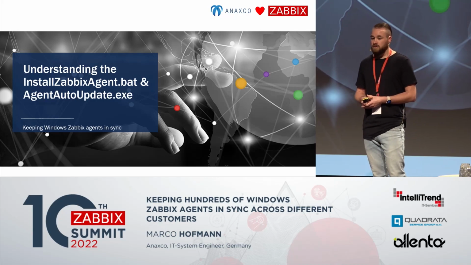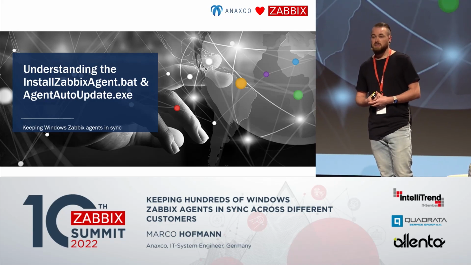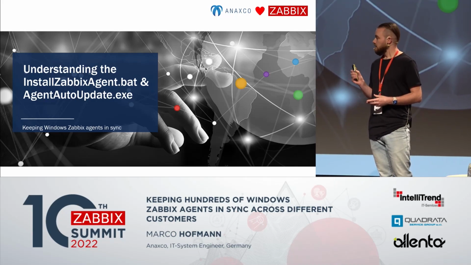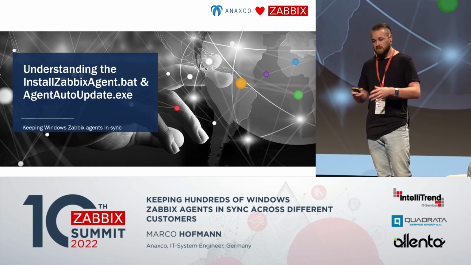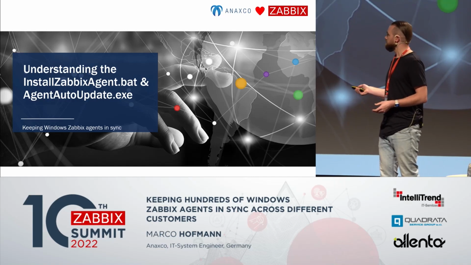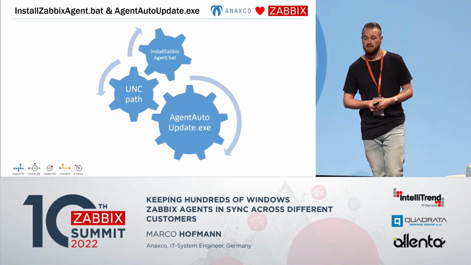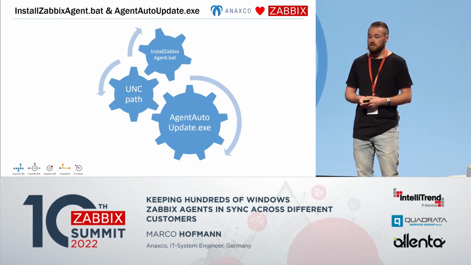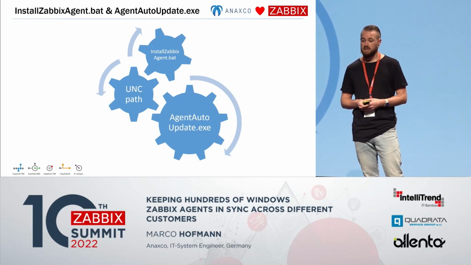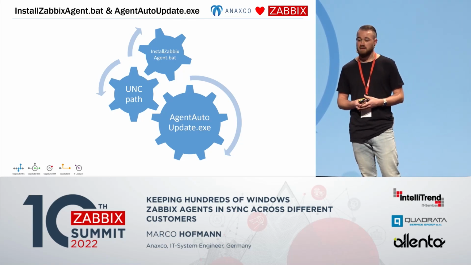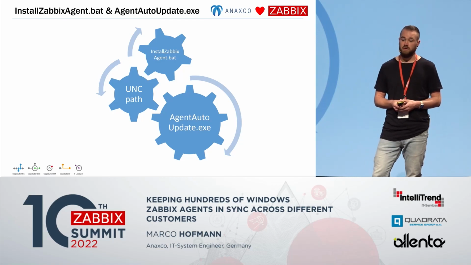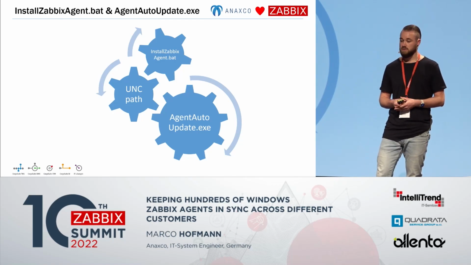So we already have used the install Zabbix agent.bat, and the agent auto-update exe will now be more important. So I will explain both of the tools from Bernhard Linz now. First, there is the install Zabbix agent.bat, which is a command line script written by him in 2013 that will dynamically create a Windows Zabbix agent configuration file on the target Windows server.